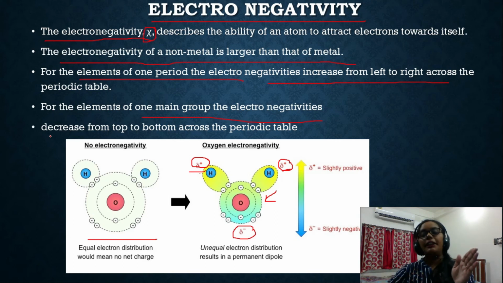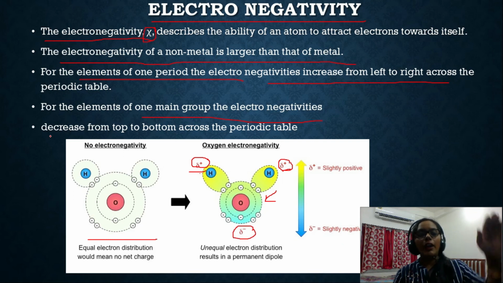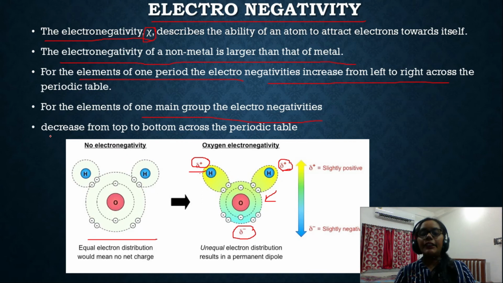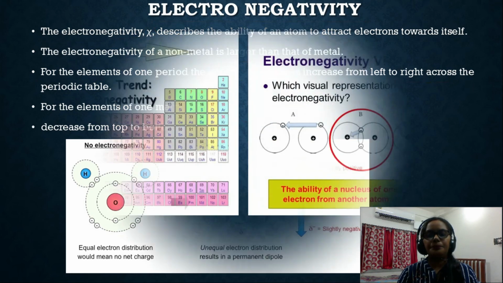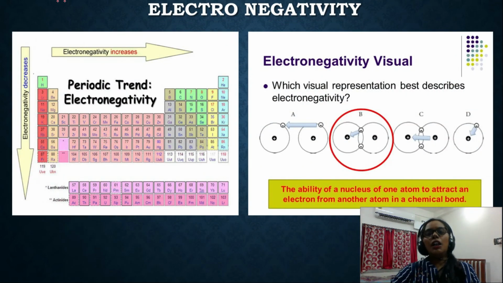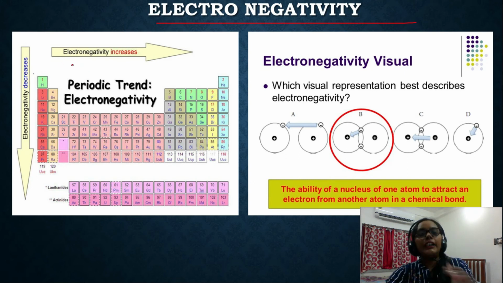As we go towards the right side along the period, electronegativity will increase, and while we go top to bottom, the size will increase, and that is why the decrease of electronegativity takes place. So this is the electronegativity trend. You can see electronegativity increases.